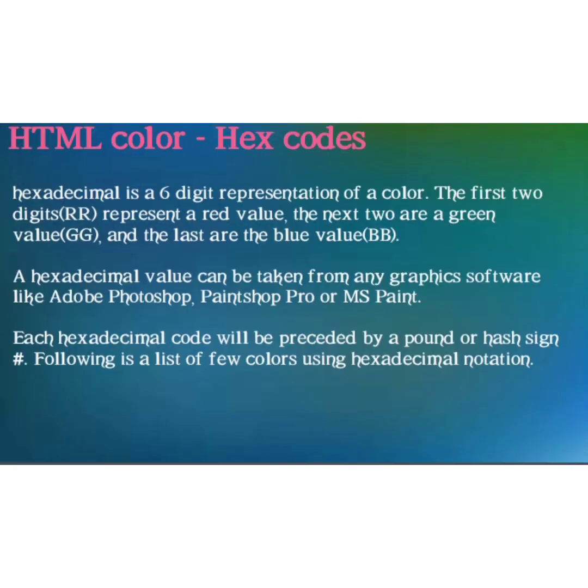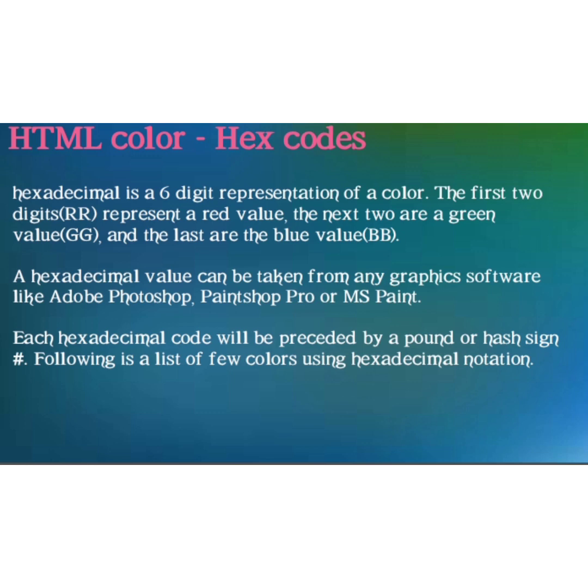HTML color hexadecimal codes. Hexadecimal is a 6-digit representation of a color. The first 2 digits, RR, represent the red color value, the next 2 are the green color value, GG, and the last are the blue value, BB. A hexadecimal value can be taken from any graphic software like Adobe Photoshop, PaintShop Pro or MS Paint. Each hexadecimal code will be preceded by a pound or hash sign.